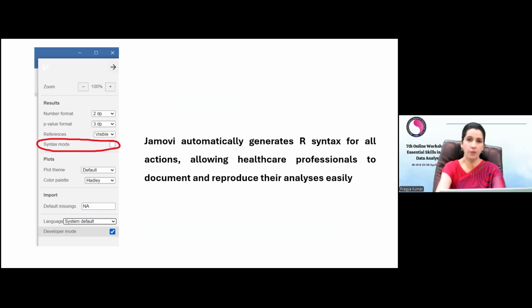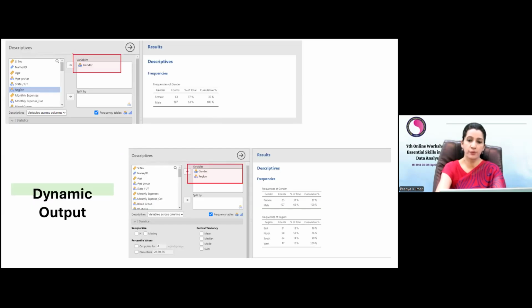We have just organized two workshops on meta-analysis using JAMOVI also. And there's a syntax mode. If you click that, it generates the R syntax for all the actions, so you can also reproduce your analysis. And it has a dynamic output, like right now you can see in this picture. I will show these things also.